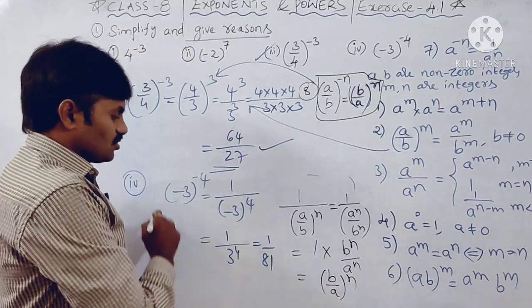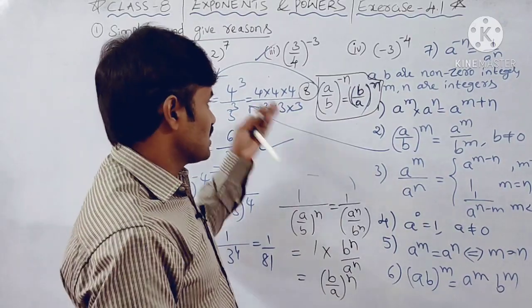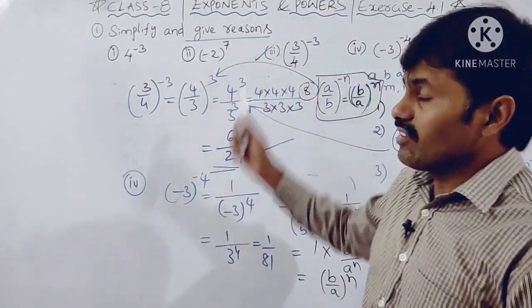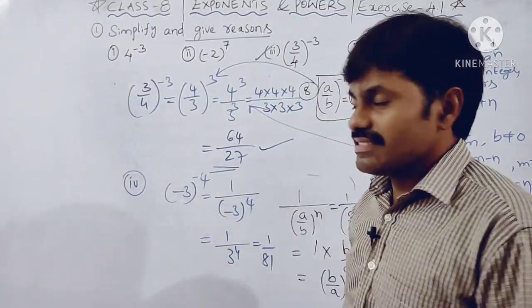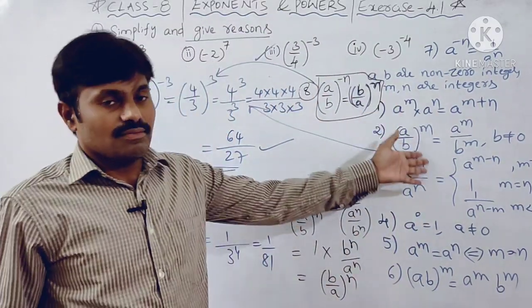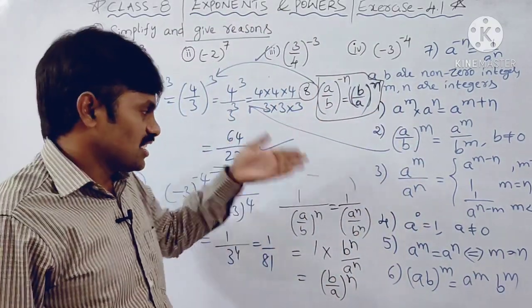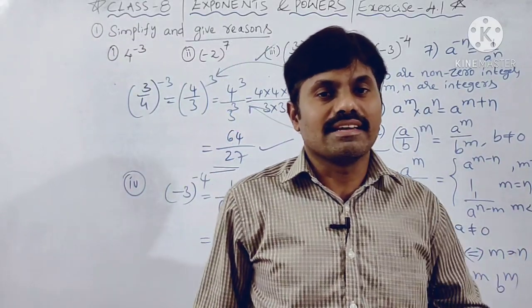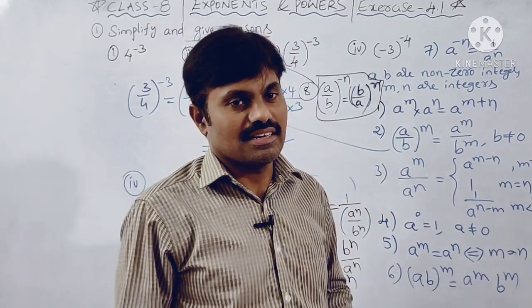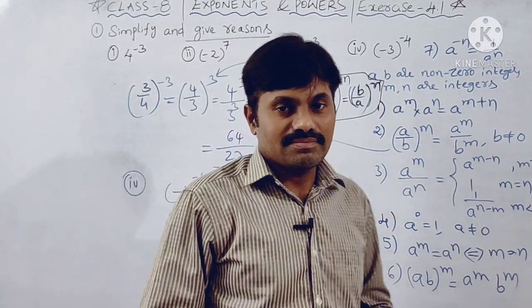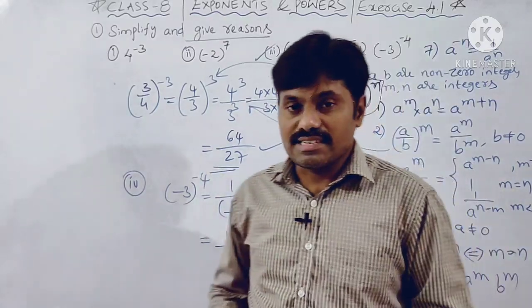Is it clear? So this is the way to simplify these exponents, and they asked us to simplify and give reasons also. We have given reasons. Reasons are nothing but writing the formulae. For each step you have to write the reason, that is, the formula you applied there. That's it. Clear, my dear friends? Now we are going to discuss the second one, question number 2 in this exercise.